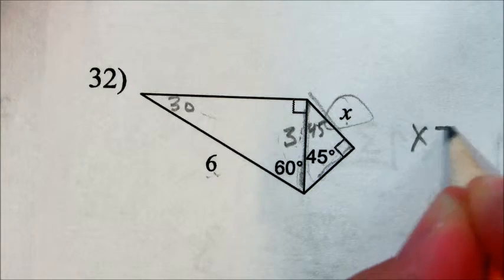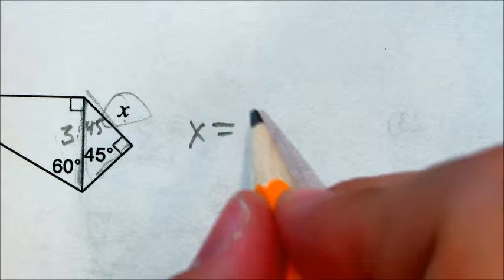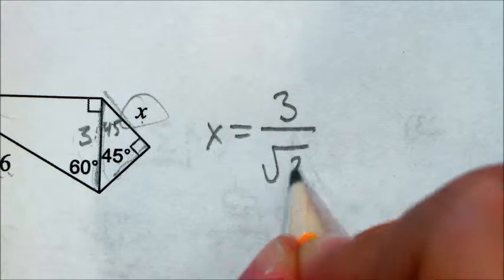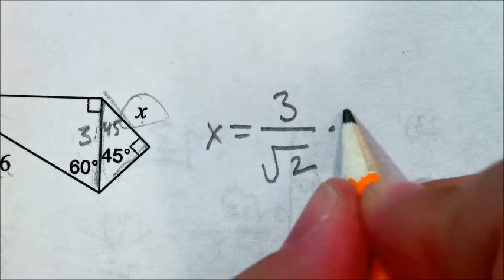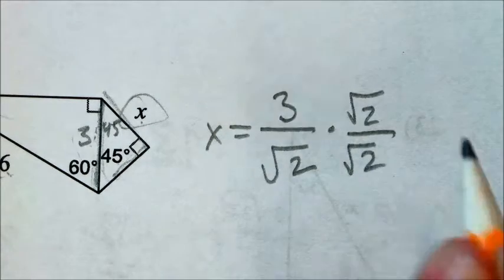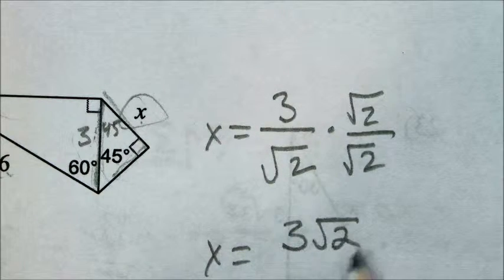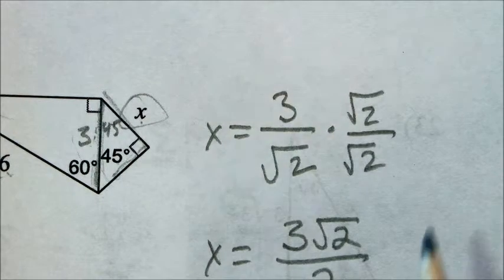So x is going to equal 3, the hypotenuse, divided by the square root of 2. And again, rationalize the denominator. I get x equals 3 times the square root of 2 over 2. And that's my answer.